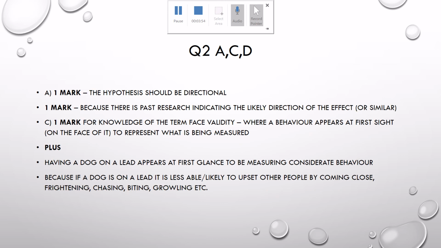Question 2, we've got A, C and D. So you get 1 mark. You should be absolutely fine with these now. The hypothesis should be directional because there is past research indicating the likely direction.